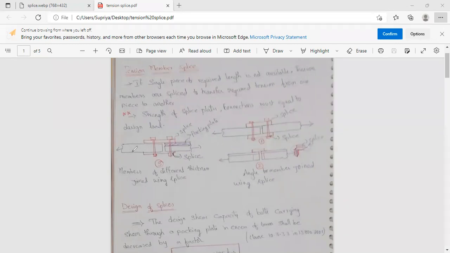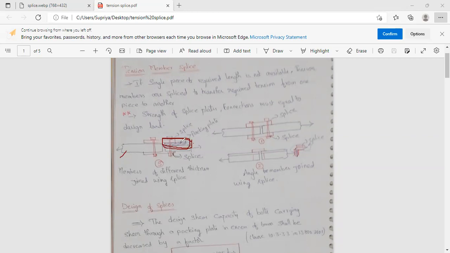Okay, so come to the third case. In this case, we are joining two members of different thickness. If we want to join members of two different thicknesses, in order to provide a good connection, we have to provide a packing plate here.